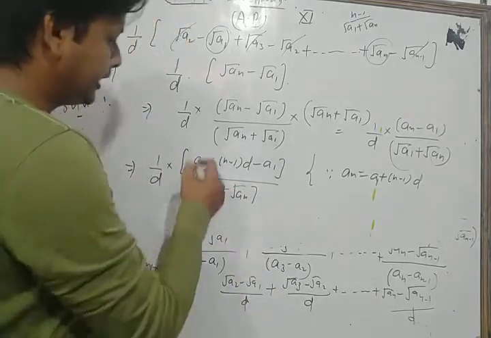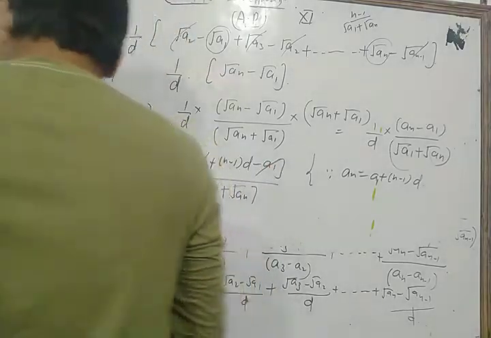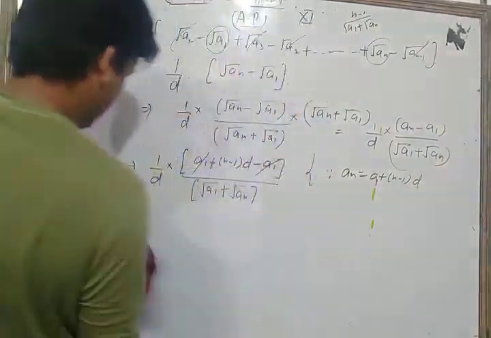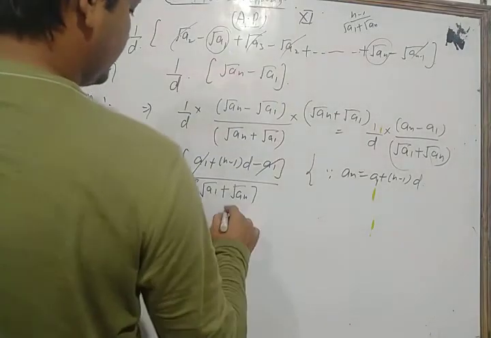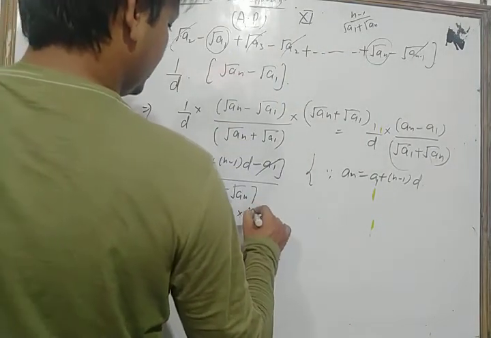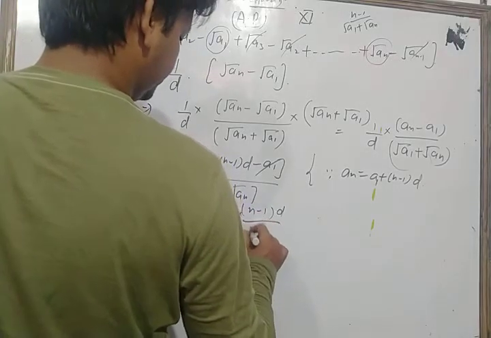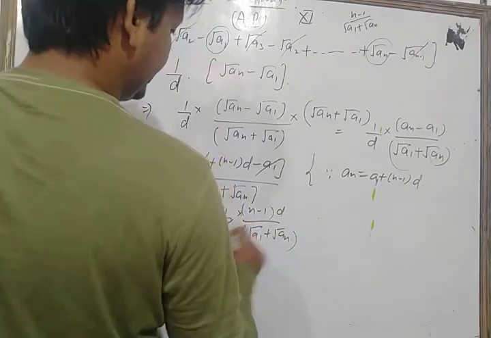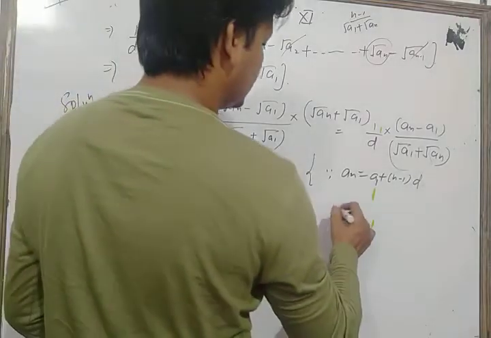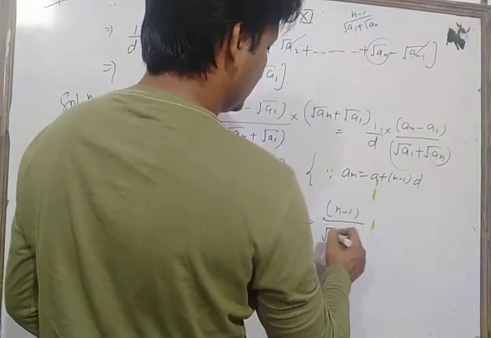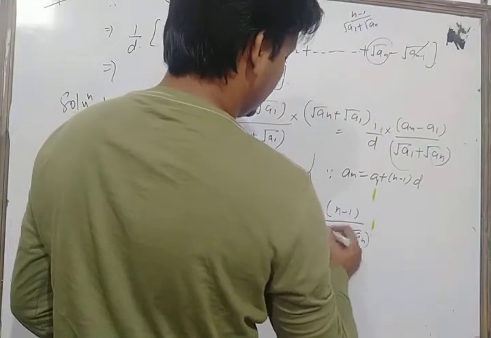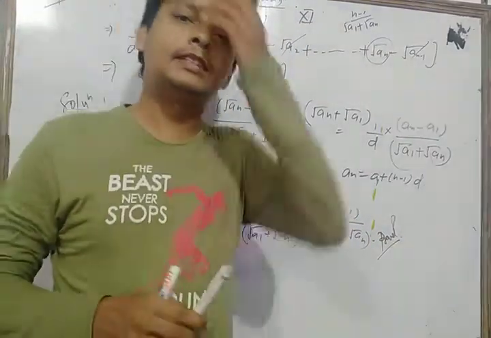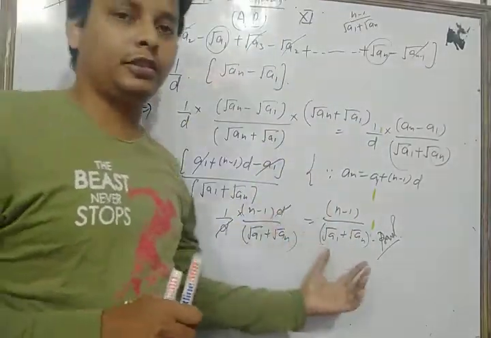Now let's see dear students, here a1 cancel to each other. What do we get? We have 1 upon d into n minus 1 into d upon under root a1 plus under root an. So here d cancel to each other. So dear student, we have n minus 1 upon under root a1 plus under root an. Hence proved. So dear students, in this way we proved our result.